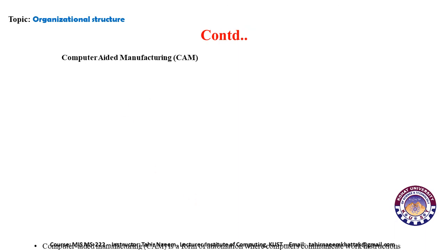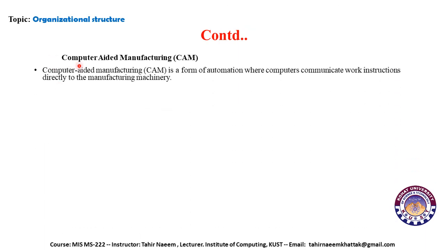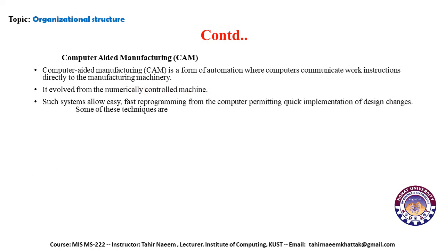Computer aided manufacturing or CAM. Computer aided manufacturing is a form of automation where computers communicate work instructions directly to a manufacturing machine and a product is manufactured. It evolved from numerically controlled machines or NC machines. Such systems allow easy, fast reprogramming of the computer, permitting quick implementation of design changes.